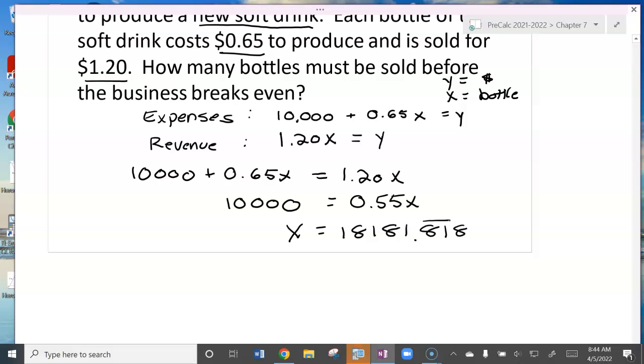Now I'm not going to make a partial bottle of soda, so I'm going to round this up. So I'm going to round this up to here. So what this says is they have to make 18,182 bottles, and that's where they start to break even. So if they think that they're going to easily sell more than 18,182 bottles, then they would go ahead and do this.